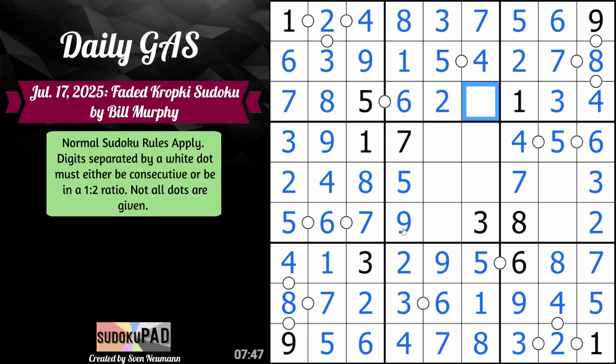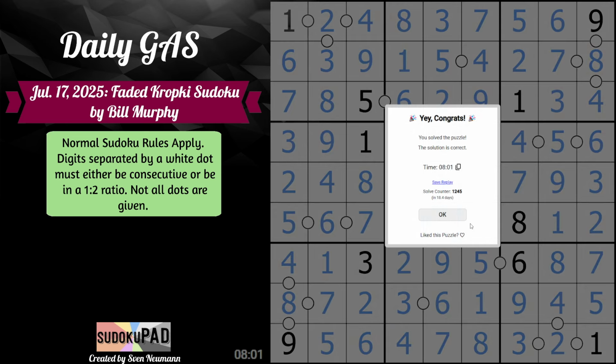9 to 9, then 2 something, 2 6, 2 6, across we need 8, and the 9 gives us 1, gives us 1, gives us 4, and we are done in 8 minutes and 1 second. So close to 8 minutes on the dot there with Faded Crop Key Sudoku by Bill Murphy.